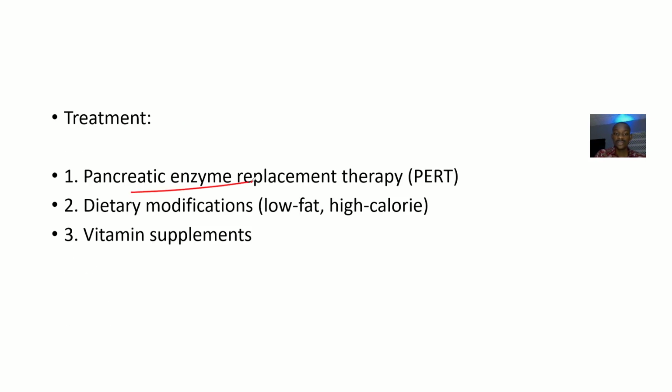Treatment is what? Enzymes are not there, so replace the enzymes. Simple. Then dietary modifications, then vitamin supplements.